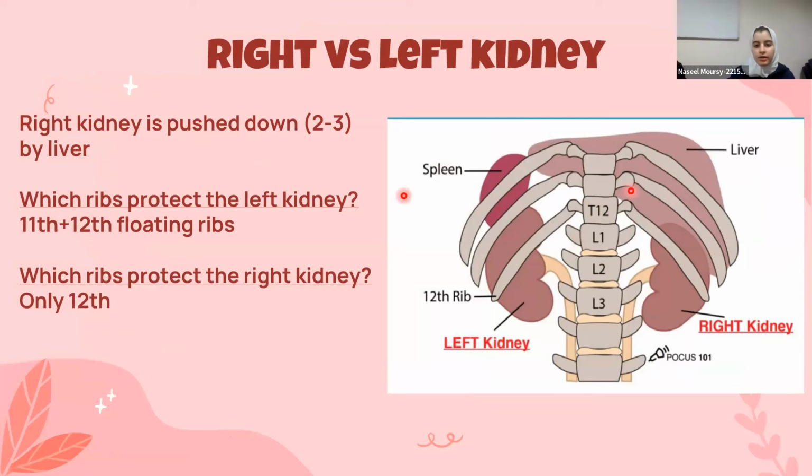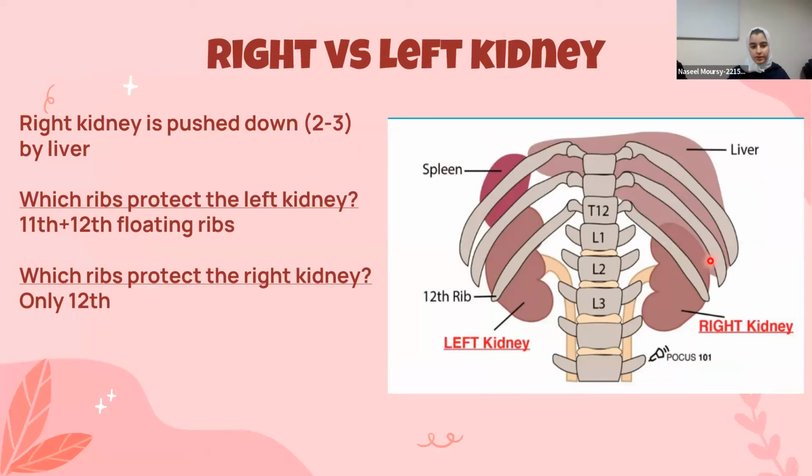So we'll go through some differences between the right and left kidney. So first we know that on the right side of the body you have the liver, okay, and the liver is big and chunky, so it pushes everything out of the way. So here it's pushing the right kidney out of the way and it's pushing it down about 2 to 3 centimeters in comparison to the left kidney, okay.